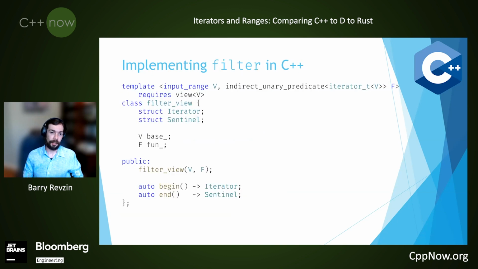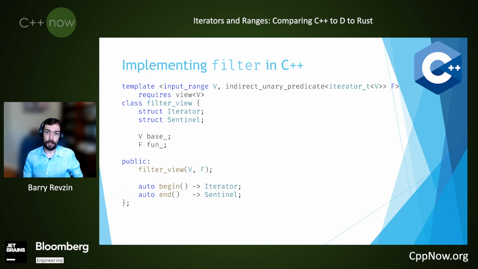Filters have this other problem. With map, we have a one-to-one correspondence between the elements of the mapped view and the elements of the underlying view that we're mapping. But that's not true for filter. In particular, we don't even necessarily know which element is going to end up being the first element, right? So how do you make begin work? Which actual iterator do you return?